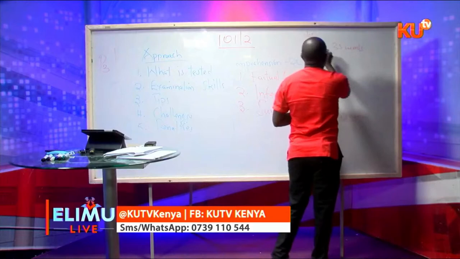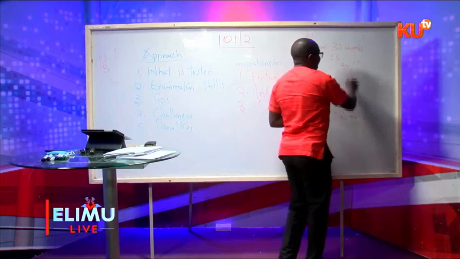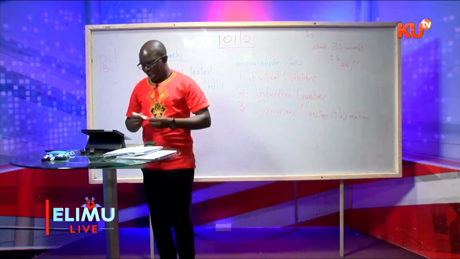In about 35 words. So that means I'll be given plus minus 5. So any word that is beyond the 40th word is not marked. So it's good to note that, so that you don't exceed that by far.